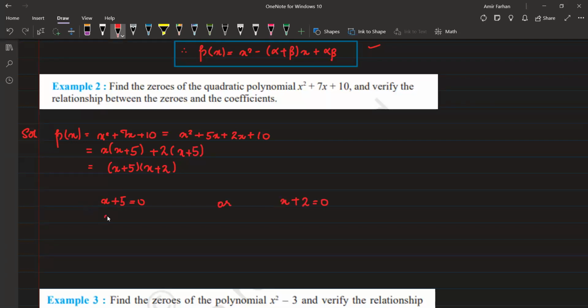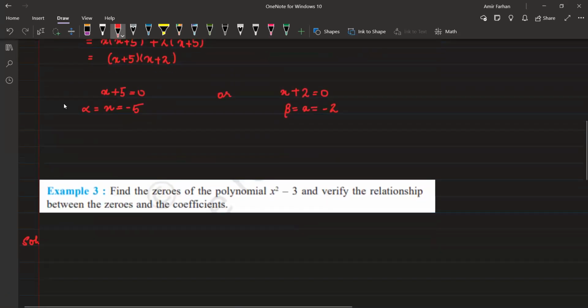So you can see x will be equal to negative of 5. I can consider this as alpha, yes or no? You can consider this as alpha also, it's up to you. It will not change the values or the relationship. It can be anything. So I'm taking the other one as beta. Beta will be equal to x equals negative of 2. Clear? Yes, sir.